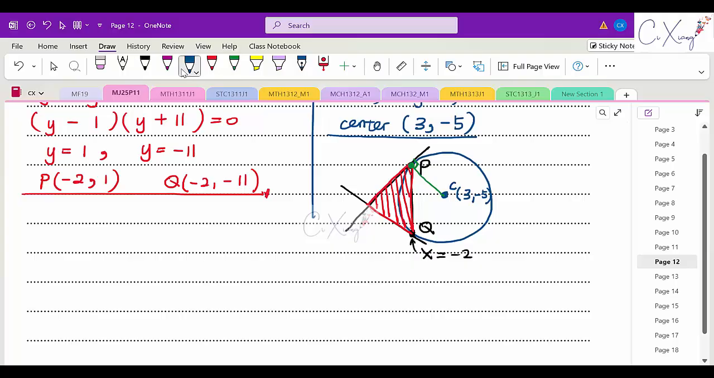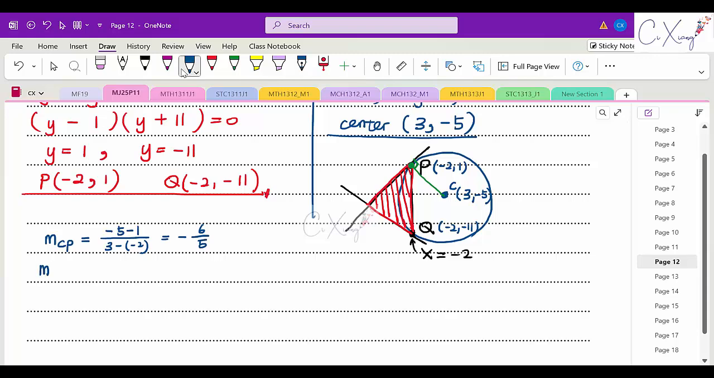So let's start. For the first part here, I want to find out the gradient of CP. Okay, so I rewrite again. My P is negative 2 and 1. Q is negative 2 and also negative 11. So to find the gradient for CP, you can take negative 5 minus 1 divided by 3 minus negative 2. And the gradient that you get should be negative 6 over 5.